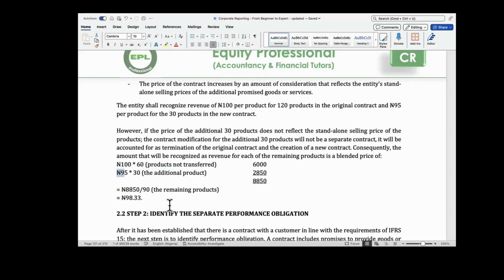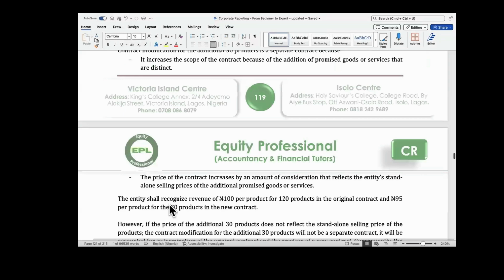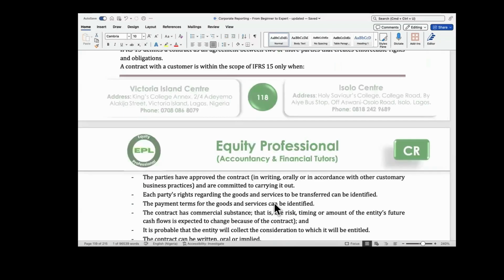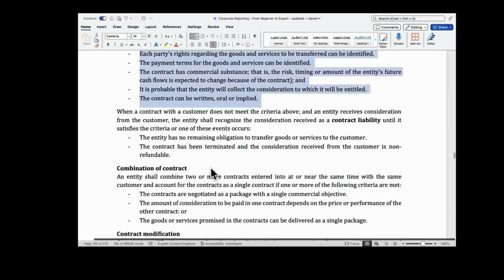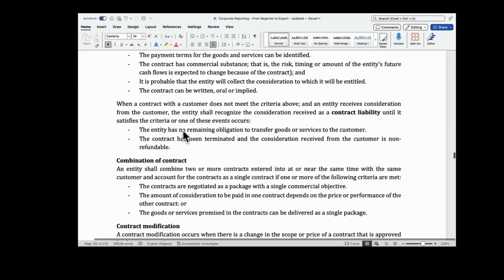So for the whole of step 1, you need to know these 6 criteria. You need to know what contract combination is, and you need to know what contract modification is.